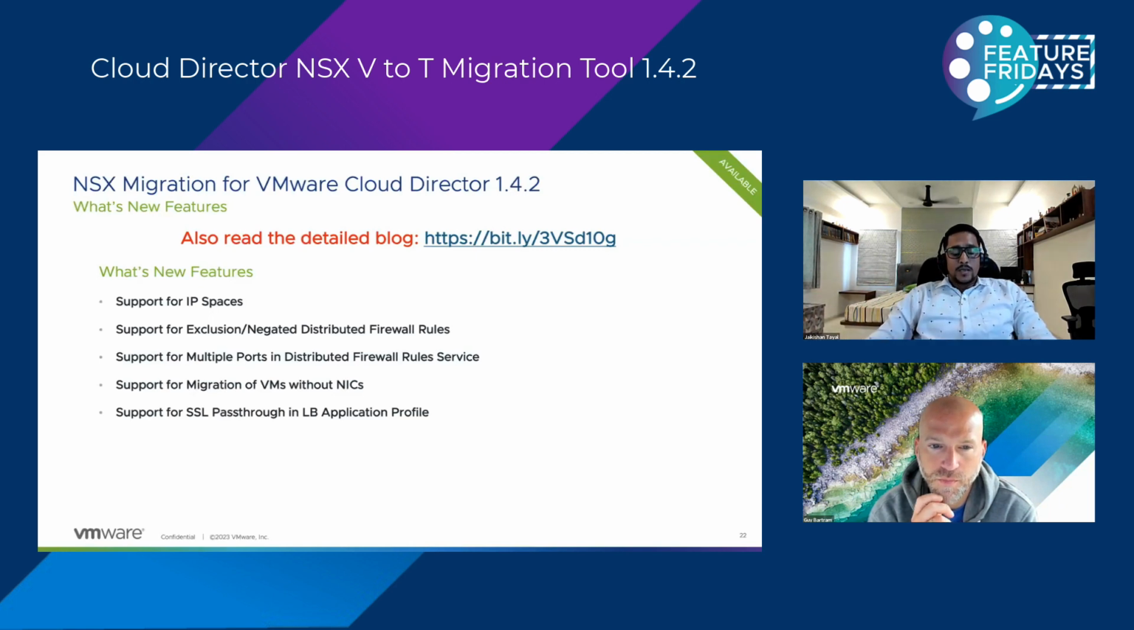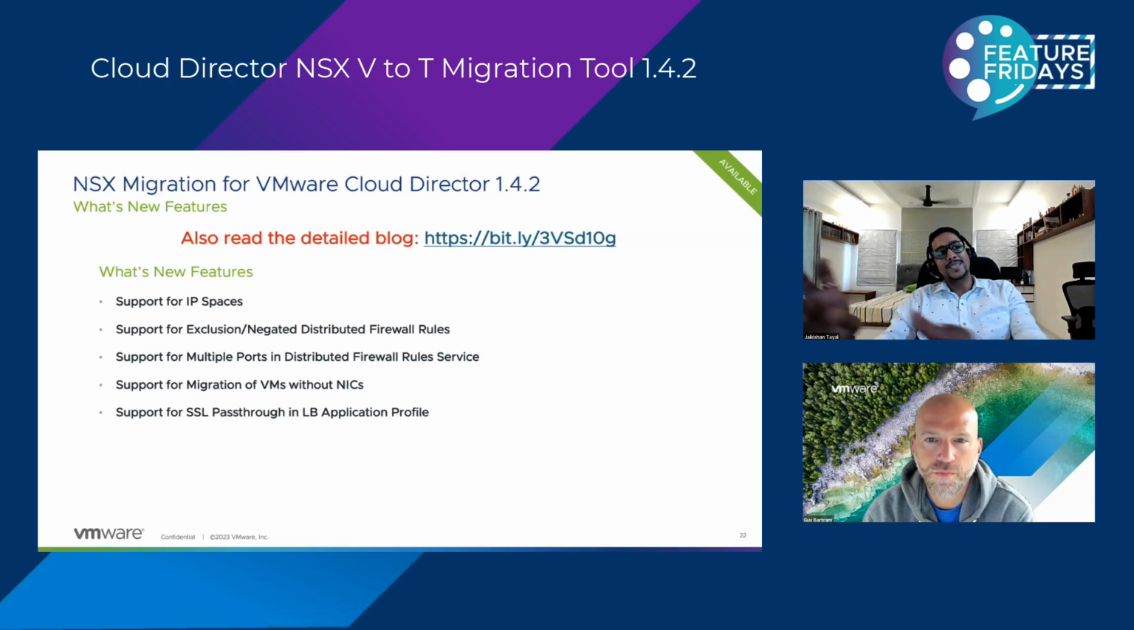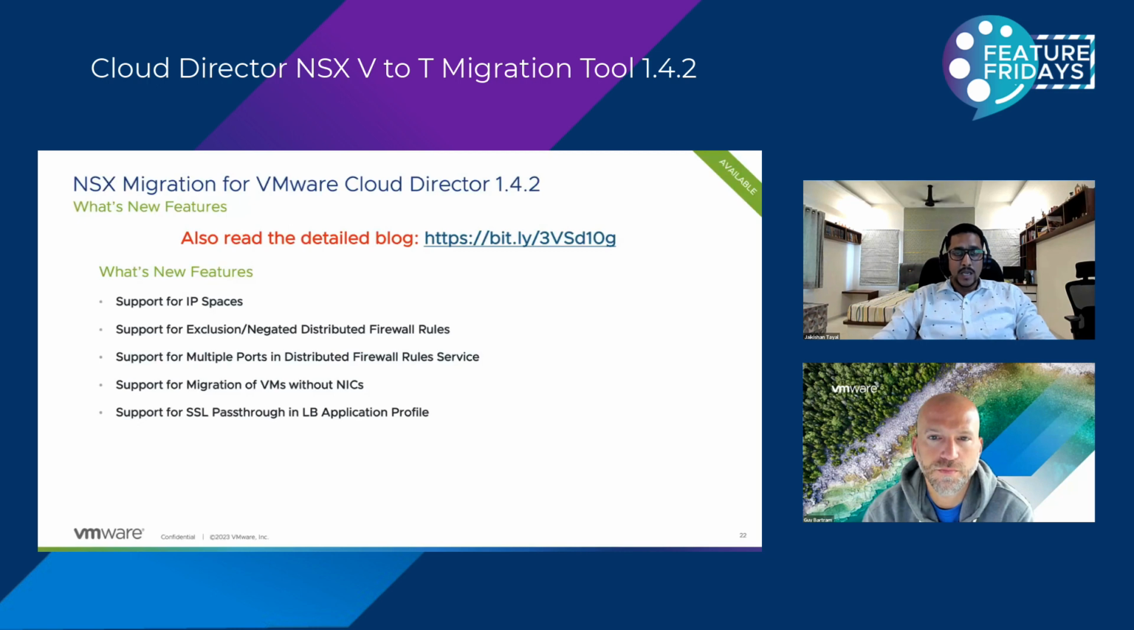The second one is support for exclusion or negated distributed firewall rules. Let's say you have a couple of firewall rules which are not in use but are still available. The tool will understand those and also help you migrate those negated distributed firewall rules to your NSX-T environment. The third is support for multiple ports in distributed firewall rules. If your distributed firewall has multi-port configuration, the migration tool now understands that and will migrate those rules accordingly to your destination NSX-T environment.